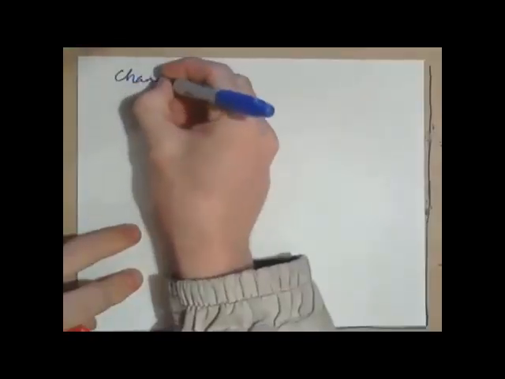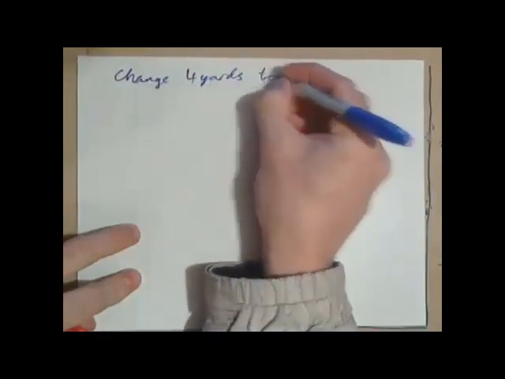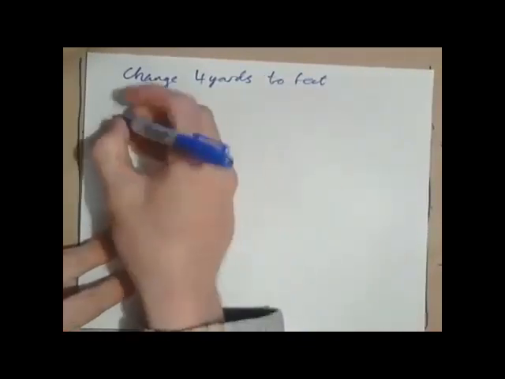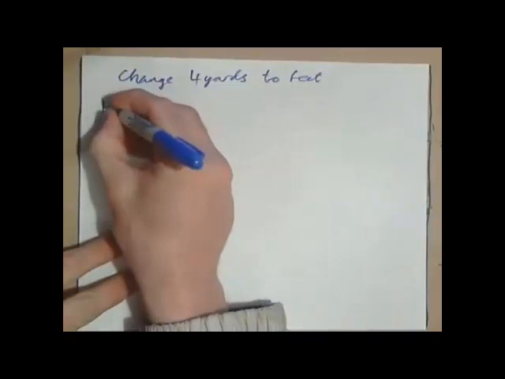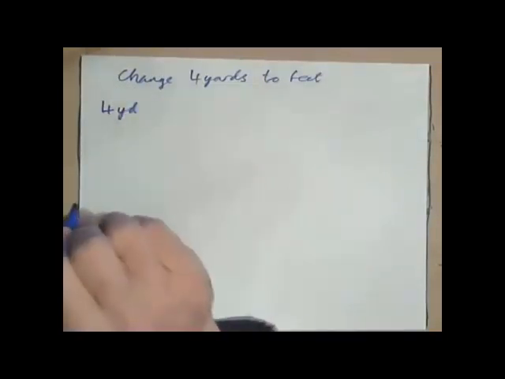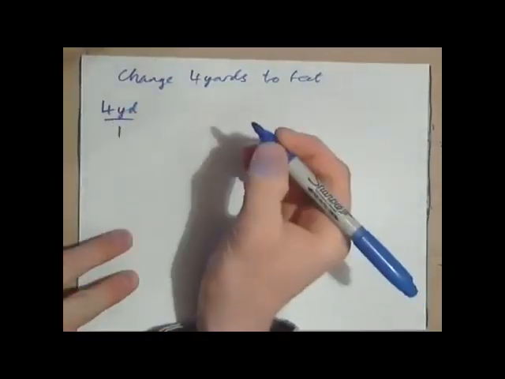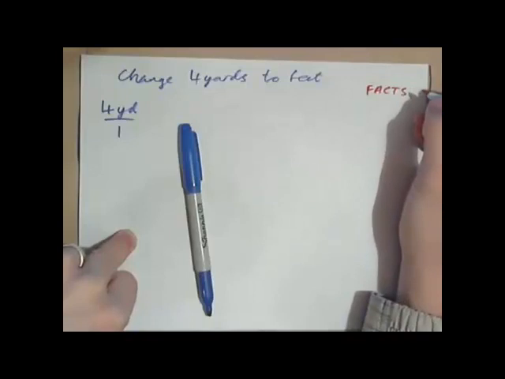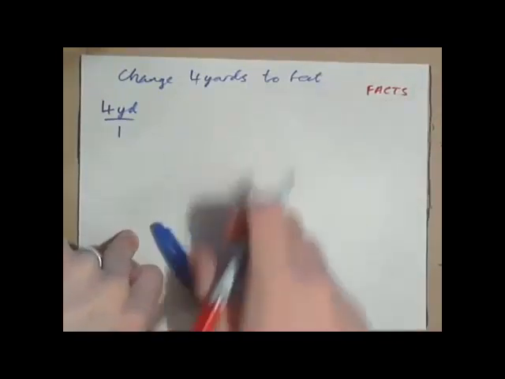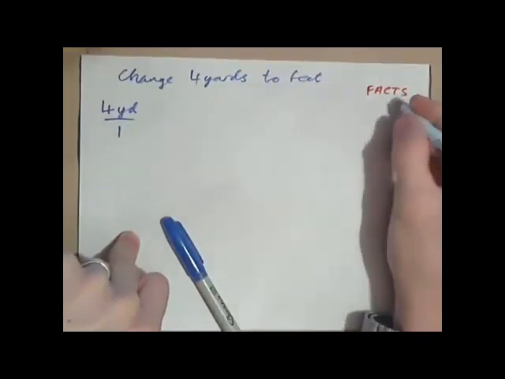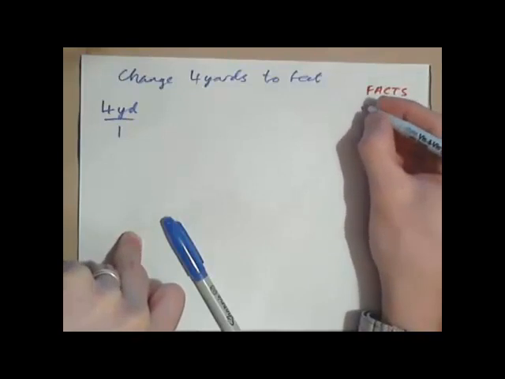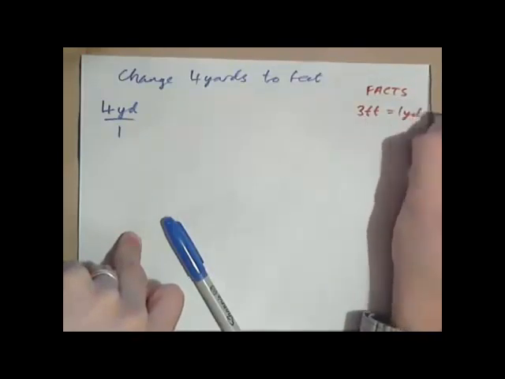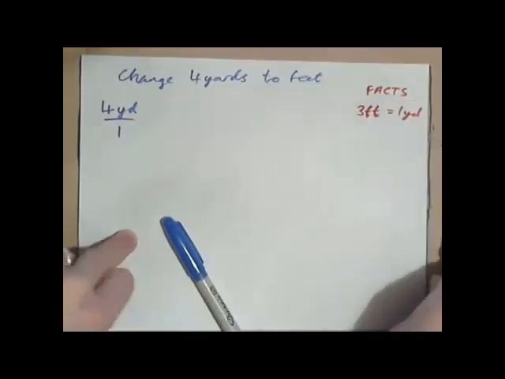Now, let's have a look at this. If we were to change 4 yards to feet, here's what we do. First of all, write the 4 yards as 4 yd. Now turn it into a fraction. 4 yd over 1, right? Now, we need a list of facts to figure this out, and here they are. Now, I know the answer is 12 feet. That's obvious, but let's do simple examples so we can learn the method of unit analysis, which we need to know for all the algebra classes that you've got to take anyway. So, 3 feet equals 1 yard, and that's the fact we need, right? 3 feet equals 1 yard.